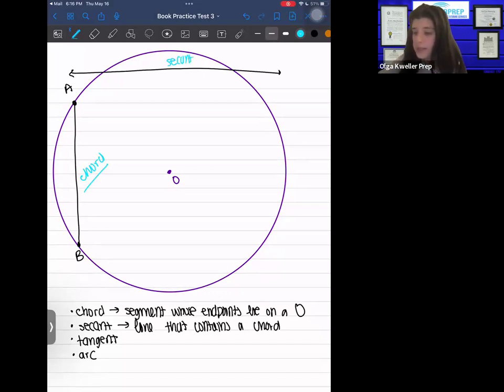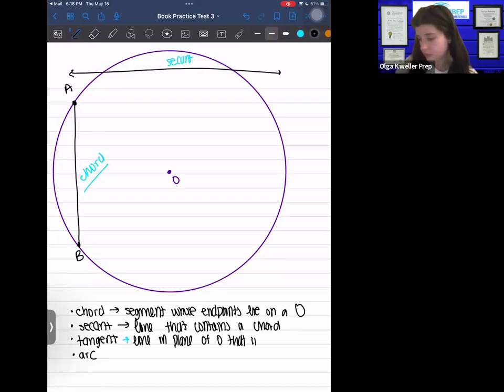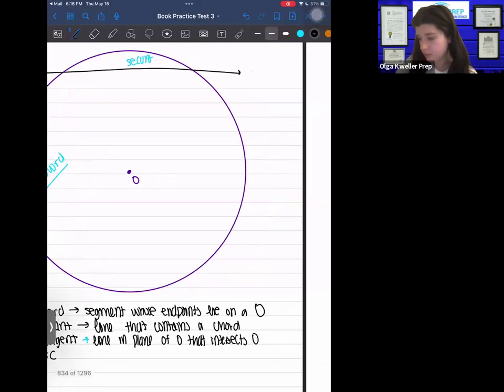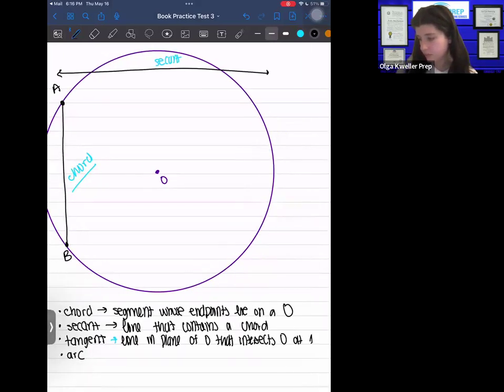And then we've got a tangent. A tangent is a line in the plane of a circle that intersects the circle at exactly one point. And it's only at one point, right? So let's say we want to intersect at this point here. So this is what we call a tangent.